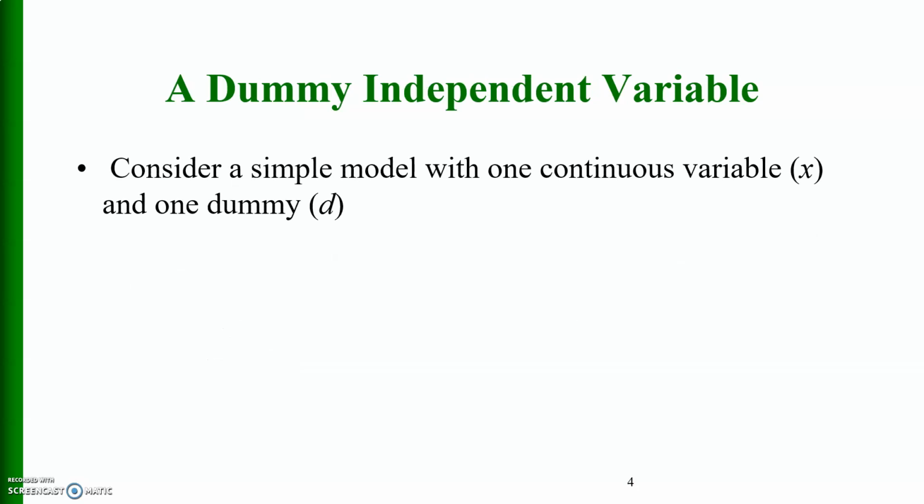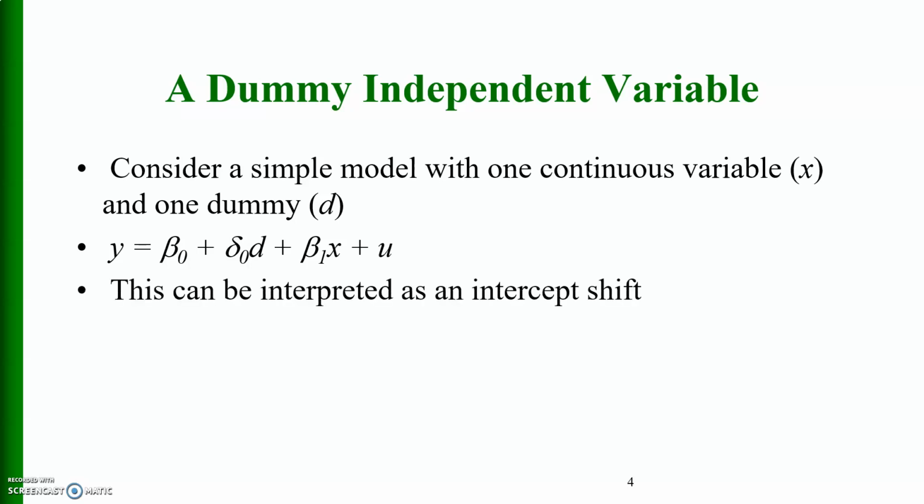Usually they take 1 and 0 values. A dummy independent variable. Consider a simple model with one continuous variable and one dummy variable. And here is the model: y is equal to beta naught plus sigma naught d plus beta 1 x plus u. Here y is the dependent variable, that is a continuous variable. Beta naught is the intercept. Sigma naught is the coefficient of the dummy variable, and beta 1 is the coefficient of the continuous variable x. u is the error term. And this can be interpreted as an intercept shift model.